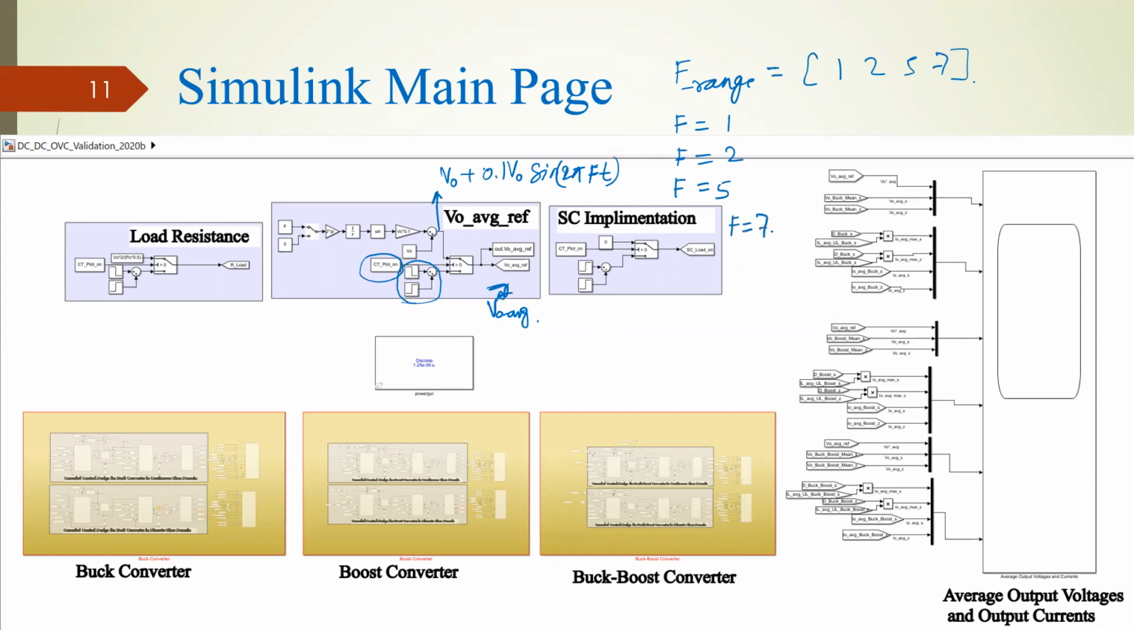So it will keep on changing and run the model, save the data, then again change the value of F according to F range, and run the model again and again. So F value is equal to the int value of F range. You can understand that from the MATLAB script if you go through it.